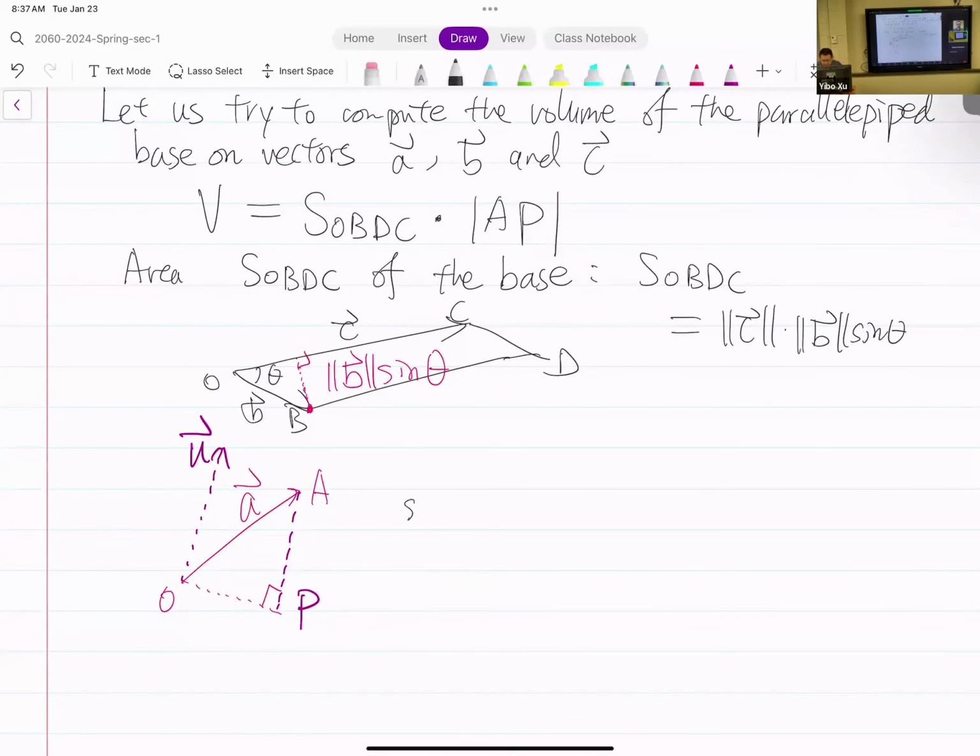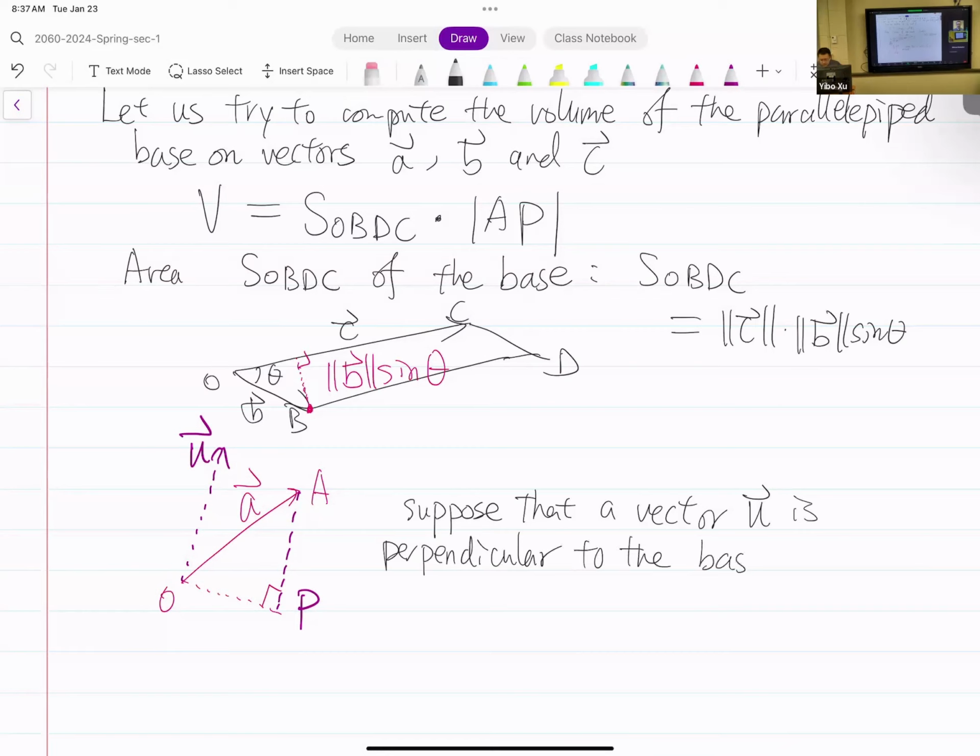Now, suppose that a vector U is perpendicular to the base OBDC, and the angle between U and A is phi.